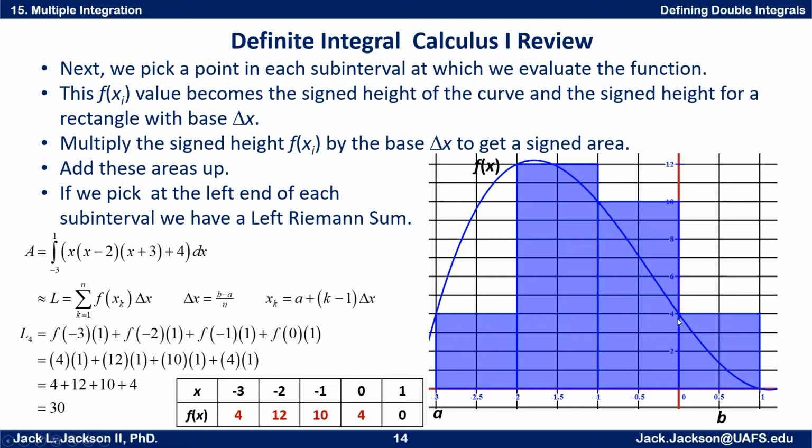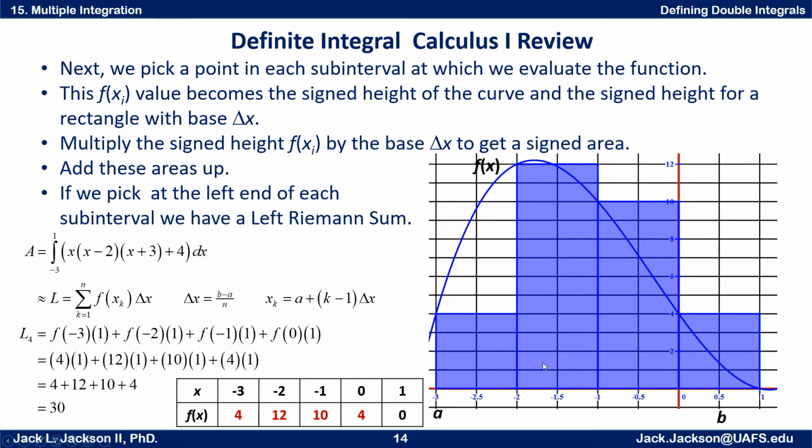In a table, going from -3 to -2 is one interval, then -2 to -1 is the second interval, -1 to 0 is the third interval, and 0 to 1 is the fourth interval. Each time we go to the left side. For the first interval, we'll use 4. The next one we'll use 12, then 10, and then 4, which are the heights of these 4 rectangles. Multiply each of those by the widths, and now we get an area.